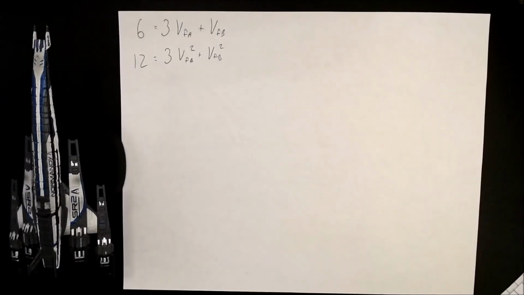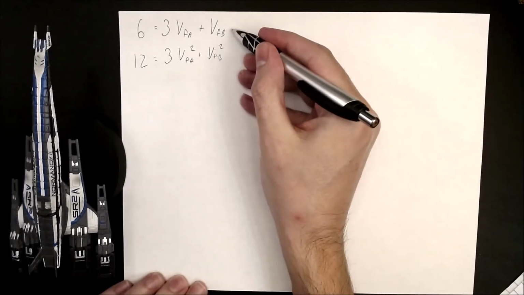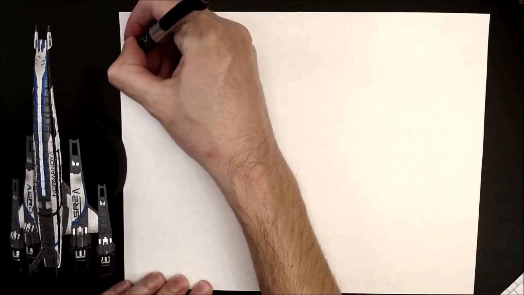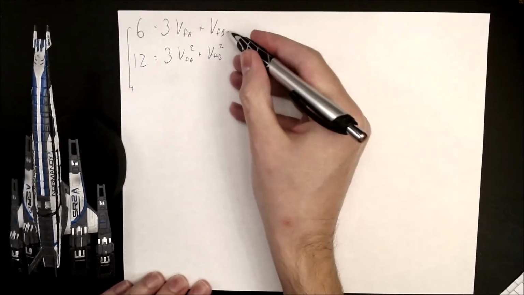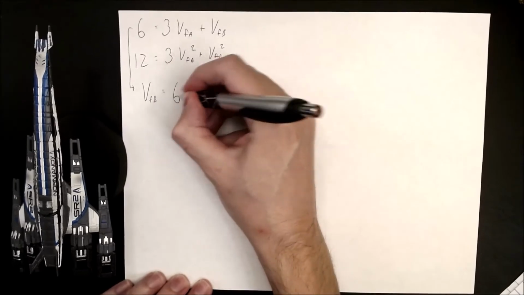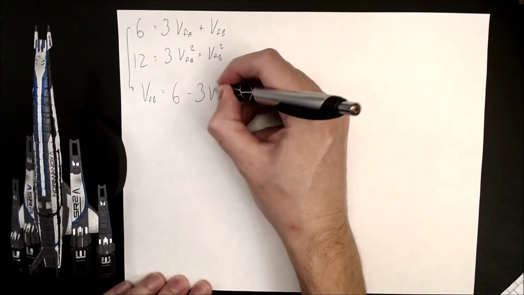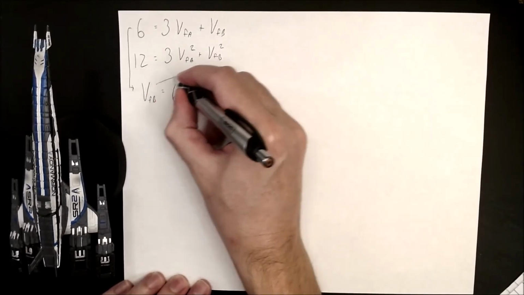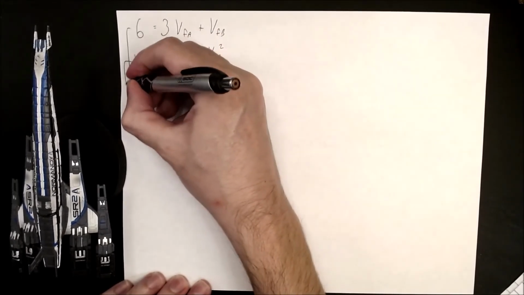These were the two equations that we were left with on the previous sheet of paper. So let's go ahead and solve them. It's not actually going to be that bad, trust me. So let's solve this first one for v final B and see what that gives us. If we solve that for v final B, we get v final B is equal to 6 minus 3 v final A. And now let's plug in this v final B in there and see what we get.